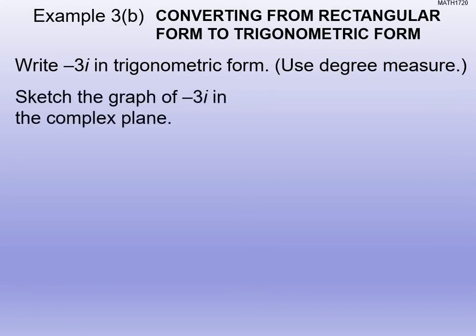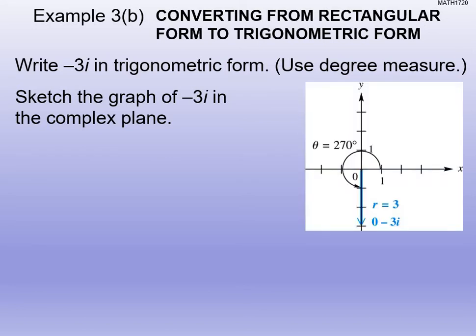Alright, so we can start by sketching the graph. So we go 0 in the real direction and negative 3 in the imaginary direction. So we're going to be pointing straight down. Okay, when we graph it, the blue is in the rectangular, so that's the negative 3 straight down. So 0 minus 3. Now, the other piece is going to be the location of it. So our angle there, we should know is what? 270. Well, how do we know that?